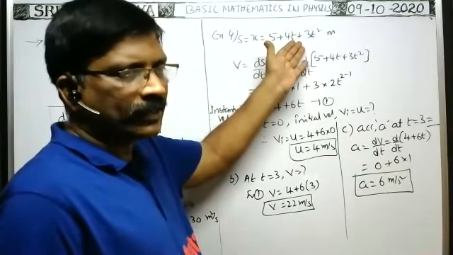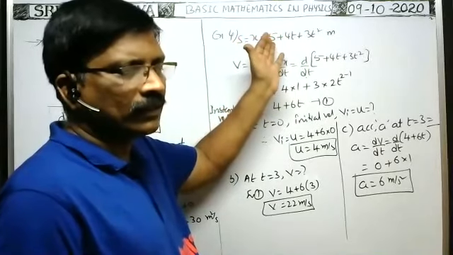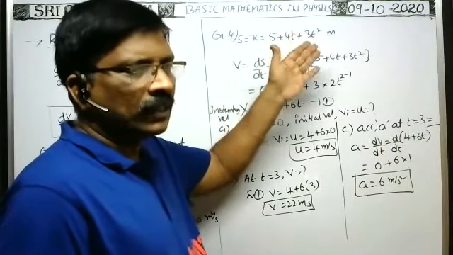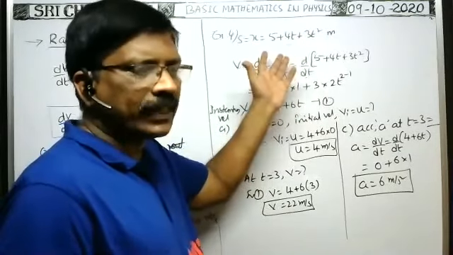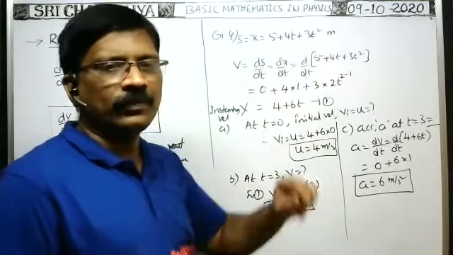Distance traveled in 2 seconds, you just substitute t is equal to 2, that gives the distance traveled in 2 seconds. So you subtract the distance traveled in 1 second from the distance traveled in 2 seconds. Then that gives the distance traveled in the 2nd second.